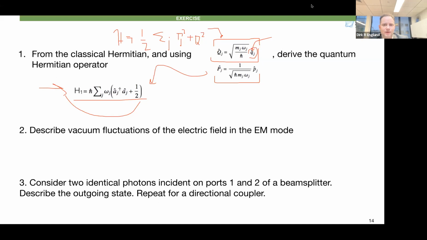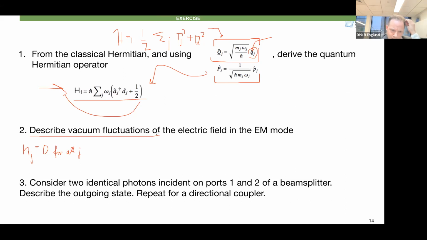It's difficult to do here on Zoom, but this one here is probably more fun and easier to do. Describe the vacuum fluctuations of the electric field in the electromagnetic mode. Okay, so vacuum fluctuations. That means all the fields j are in the vacuum. So n sub j is equal to 0 for all j in our expression for the electric field.